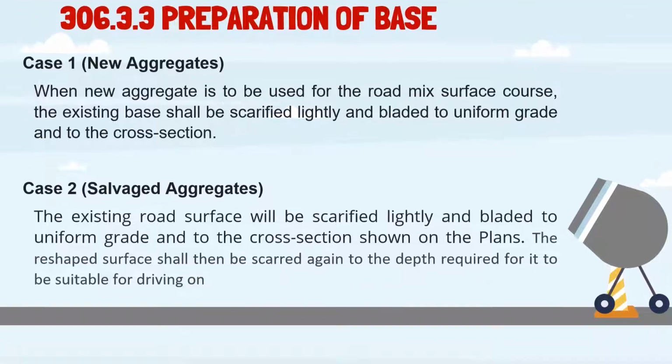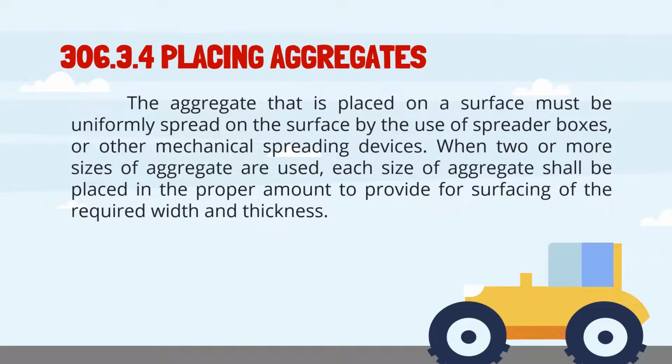Next is Item 306.3.4, the placing of aggregates. The aggregate that is placed on the surface must be uniformly spread on the surface by the use of spreader boxes or other mechanical spreading devices. When two or more sizes of aggregates are used, each size of aggregate shall be placed in the proper amount to provide for surfacing of the required width and thickness. Again, when two or more different aggregates are used, the aggregate should be placed in a proper location and a proper amount to provide the right width and thickness.